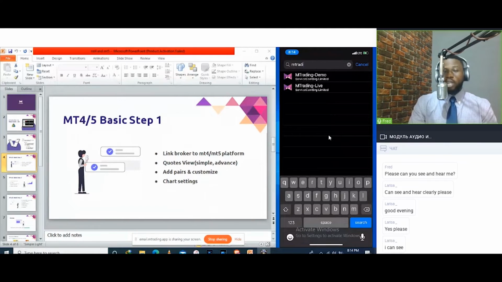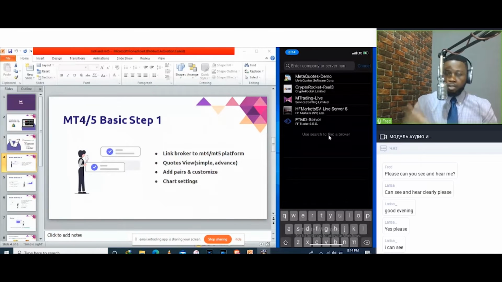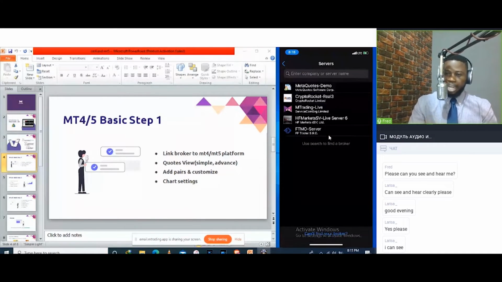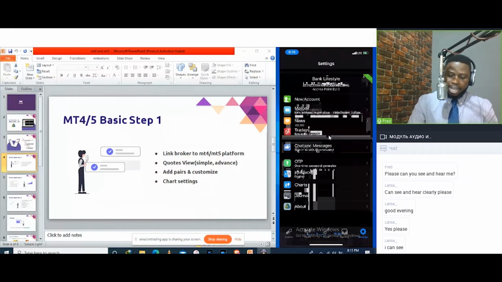For now, I've already logged into my M Trading account on MT4. I'm not going to show you my details for obvious reasons. I'm not going to log in now. I've already logged in to my M Trading account. After you've entered your password and username, then you can get to this area.